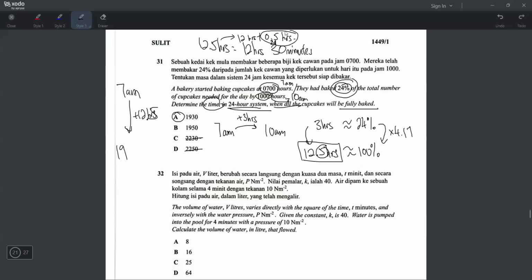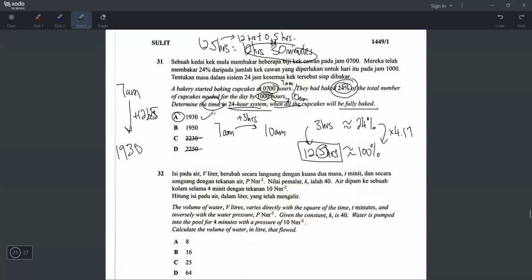Because 12.5 comes from 12 hours plus 0.5 hours. And kenapa yang ni 0.5? Sebab dia tak cukup 1 hour lagi. That's why we call it 0.5. So, yang tu kita boleh convert jadi minit, times 60 dapat 30 minutes. That is why it's 12 hours 30 minutes. So what happens here is it becomes 1930. So A is the answer.